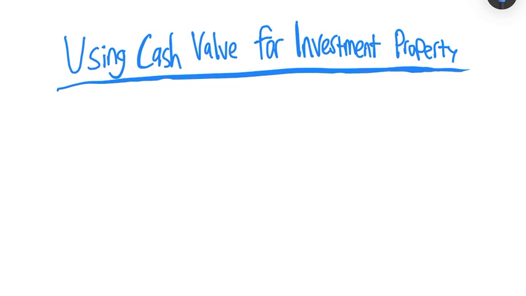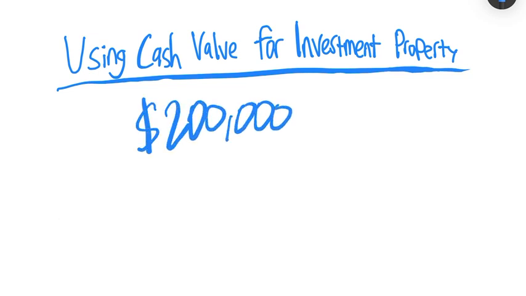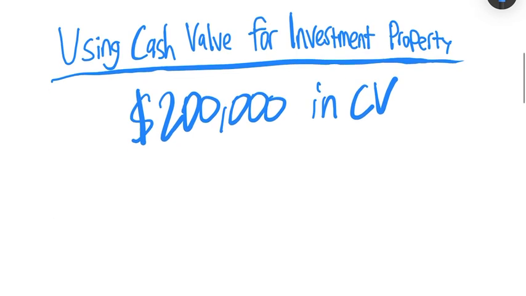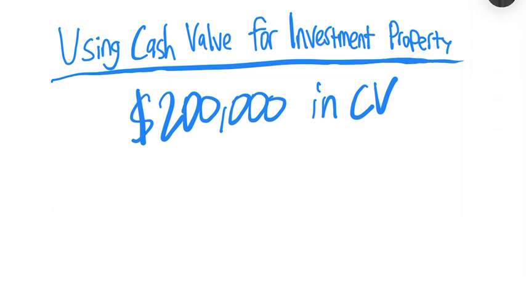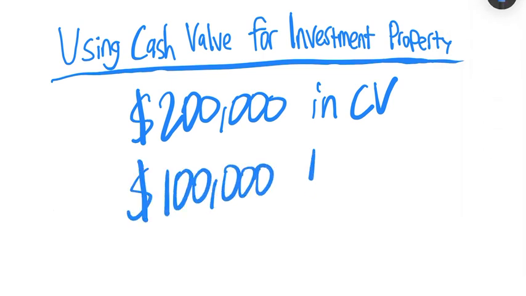So let's say you've built up $200,000 in cash value in your policy, and there was a real estate investment opportunity that came across your table, and you need $100,000 for the down payment. What you could do in this scenario is, since you've got 200K in your cash value, you can request a loan of $100,000 from the insurance carrier that you're with. So we'll put $100,000 loan.